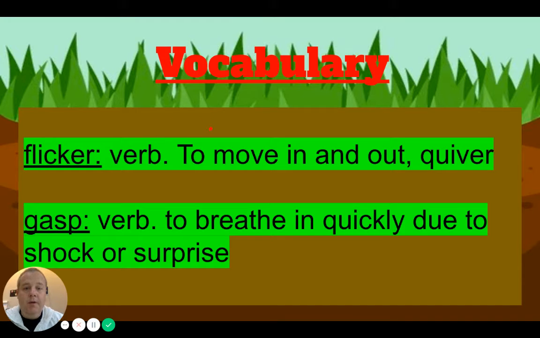You're going to look for these words today. Flicker, which is a verb, an action word, which means to move in and out or quiver. So you might think of a light bulb that's about to burn out. It goes zzz, zzz, zzz. Also, a butterfly might flicker in and out of your vision. So it could be two things. And gasp, which is another action word. It means to breathe in quickly due to shock or surprise.